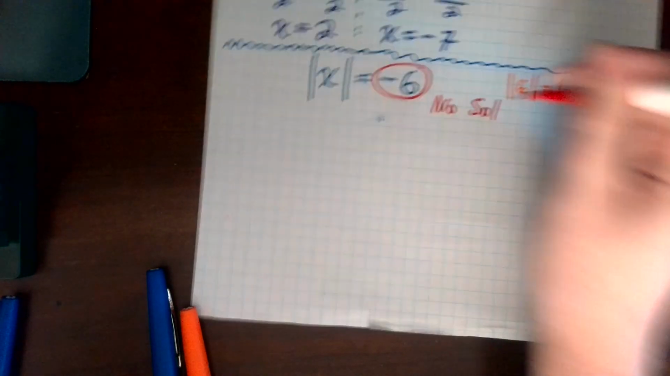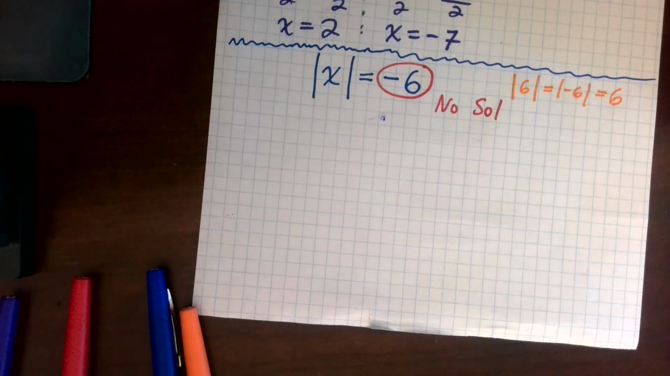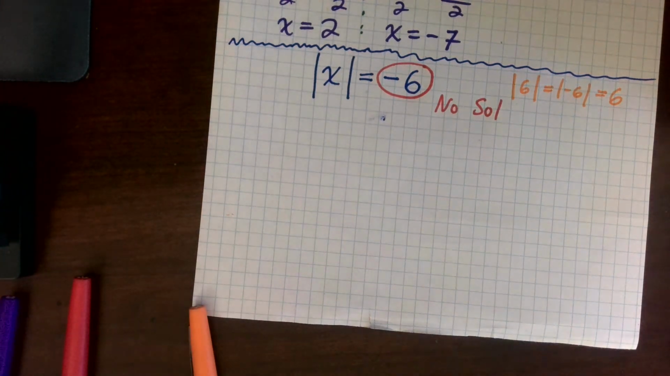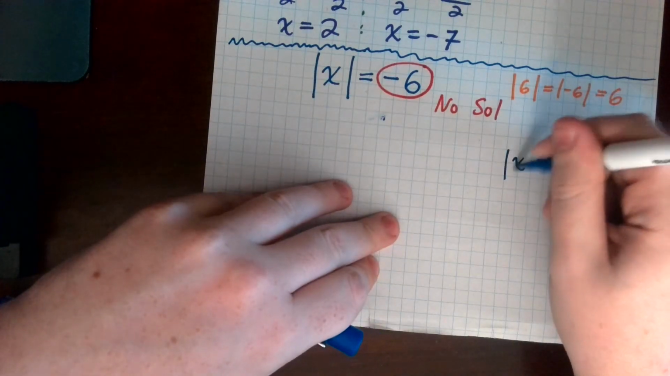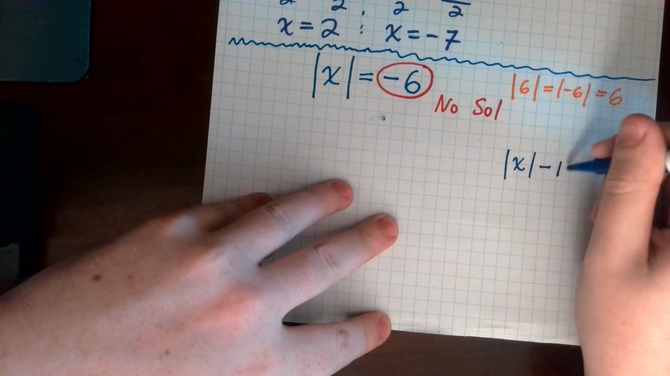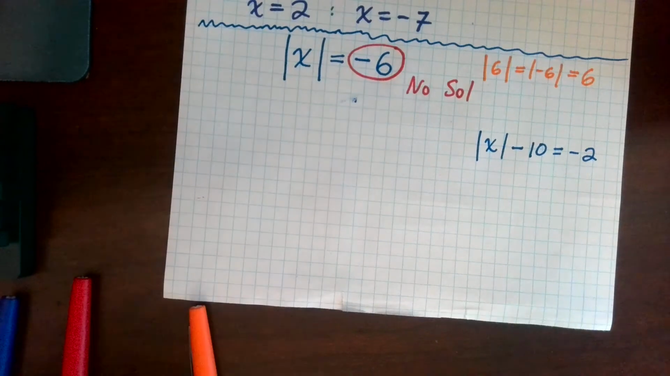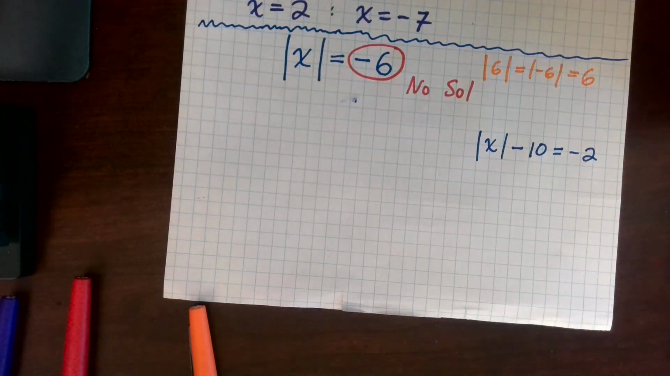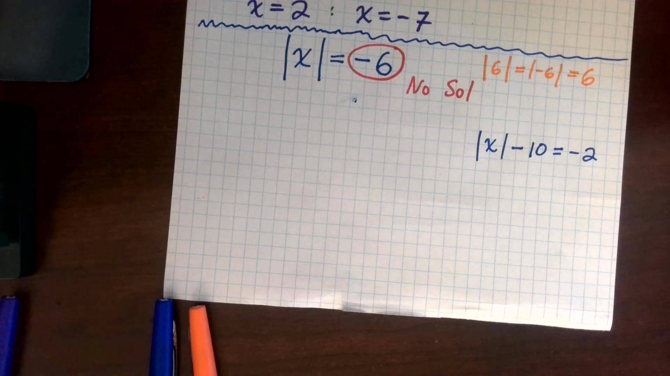Now, does this mean that anytime there's a negative number, you can just say, oh, no solutions, I'm done? Well, that's not correct either. What if I gave you a problem like this? The absolute value of x, let's go with minus 10 equals negative 2. You might go up and say, oh, there's a negative, I'm done, there's no solutions. But we have to simplify before we can conclude anything.